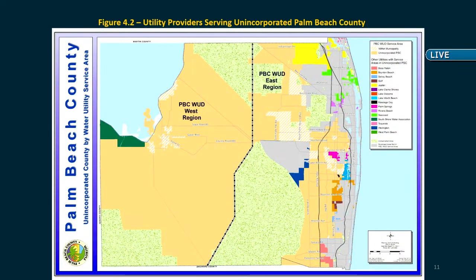Next slide. Again, just another map to show the light orange is served by WUD. Hatched areas are municipal boundary limits that are served by water utilities. The gray areas are municipal areas not served by water utilities. And then the remaining areas are served by all the other providers serving unincorporated areas of Palm Beach County. Next slide, thank you.